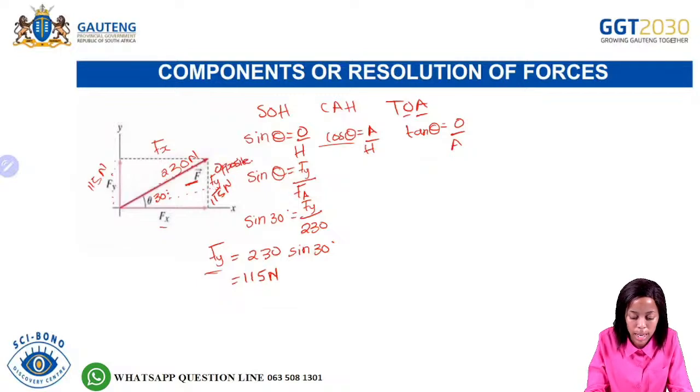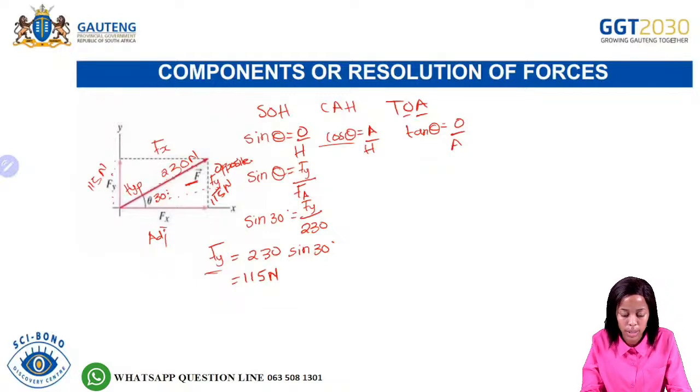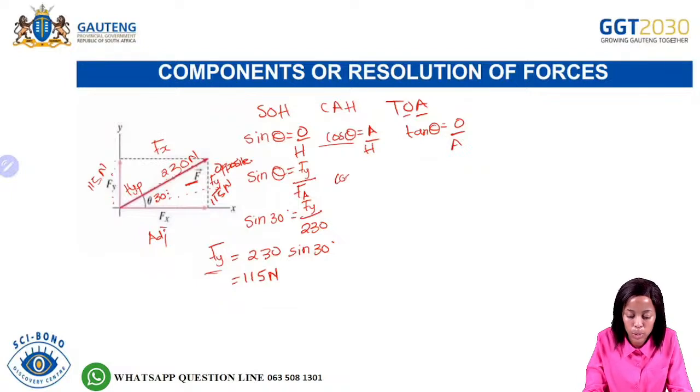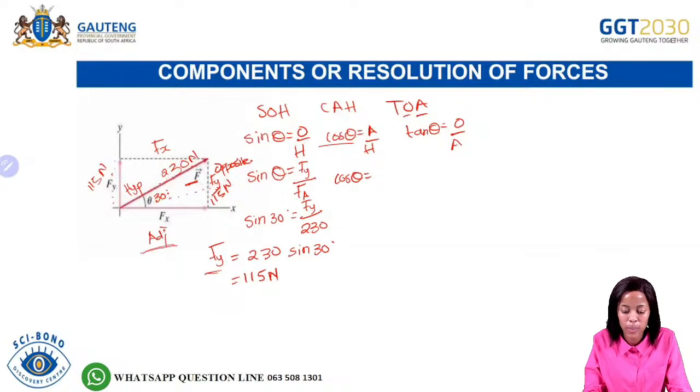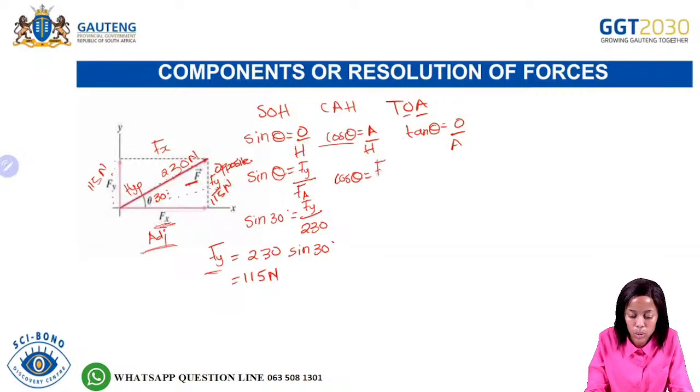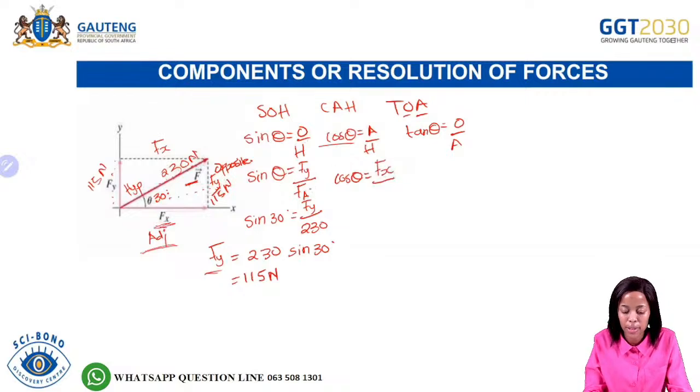Our opposite side. And then from there it means that the other side will therefore be the adjacent, and this will be the hypotenuse. Okay, so the next one we said it's cos theta. Cos theta is equal to, we have dealt with the opposite using sine, so now we are going to be dealing with the adjacent. So our adjacent is represented by Fx. So cos theta is equal to Fx divided by the hypotenuse, and we said we are going to call our hypotenuse Fa.